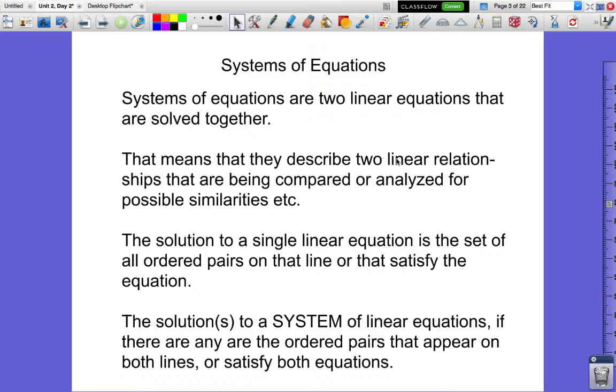Actually, there can be more than two, but most of the problems we do will be two linear equations with two variables. This means that they describe two linear relationships that are being compared or analyzed for possible similarities, etc. While the solution to a single linear equation is the set of all ordered pairs on that line, or that satisfy the equation, the solution or solutions to a system of linear equations, if there are any, are the ordered pairs that appear on both lines or satisfy both equations.